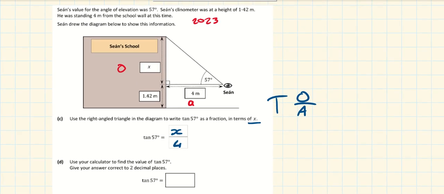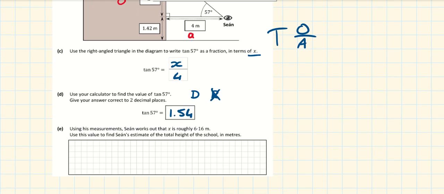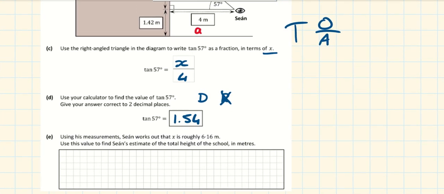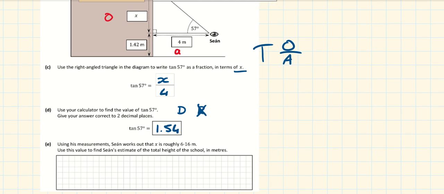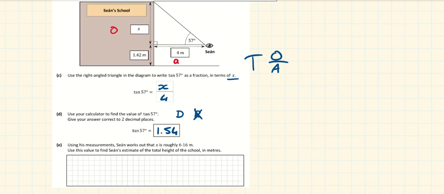And then it says, use your calculator to find the value of tan 57. That's literally just typing it into your calculator. Just make sure it's in degrees mode, make sure there's a little d on the top, it's degrees, not radians. And it says to 2 decimal places, so when you type that in, you'll get 1.54. Okay, so nice easy calculator work there. And then using his measurements, Sean works out that x is roughly 6.16 meters.